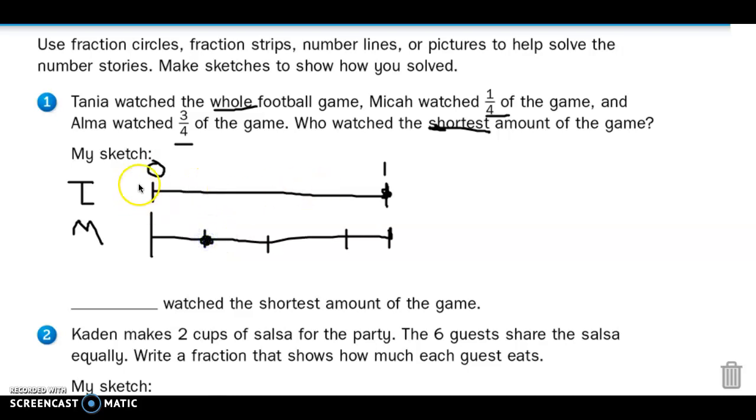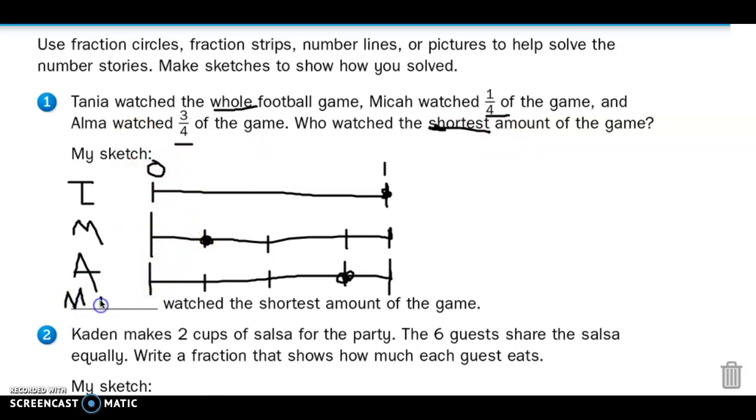Okay, I see right now Micah is closer to 0 than Tanya is. So right now Micah's the shortest, but we got to look at Alma too. So let's see what her fraction is. Her denominator is also 4. Great, so I can just bring down my segments. I know I broke this line into fourths, but she watched 3/4 of the game. 1, 2, 3. So who watched the shortest amount of the game? Remember, shortest is going to be closer to that 0 line, and it is Micah.